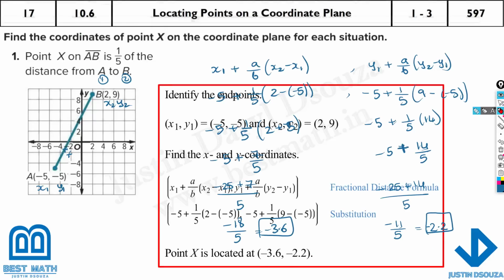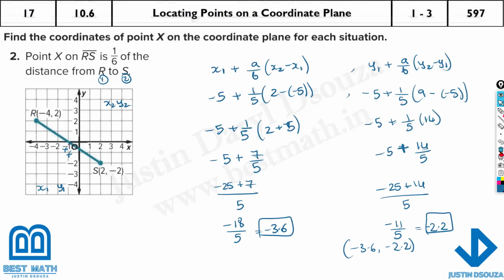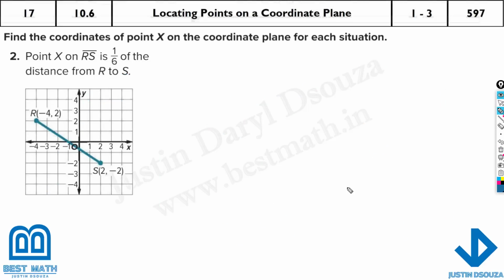Okay, now we got the answers. Please write this point x is located, x and y, right? Minus 3.6 comma minus 2.2. So that's the answer. Similarly, please do solve the others by yourselves. You can pause it, try this, and then you can continue watching.